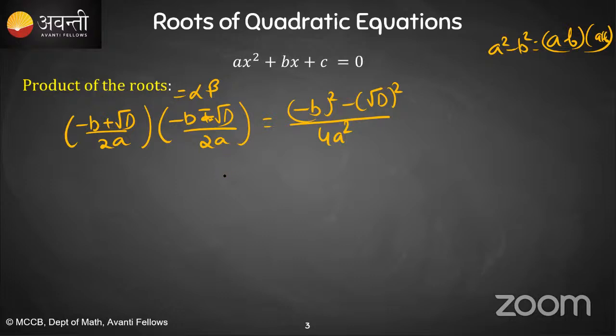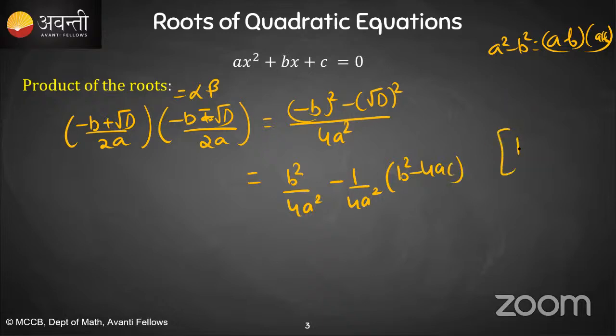Is there any doubt so far, students? Very simple, right? So now multiply कर दो. What you will get? You will get b square divided by 4a square minus d upon 4a square. What is your root d square? It's d, and d is b square minus 4ac, right? Why? Because your d is b square minus 4ac. Clear?